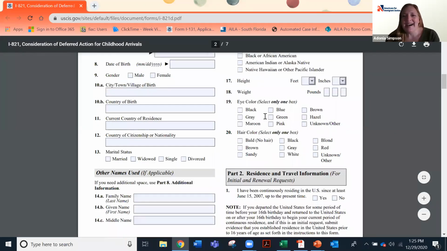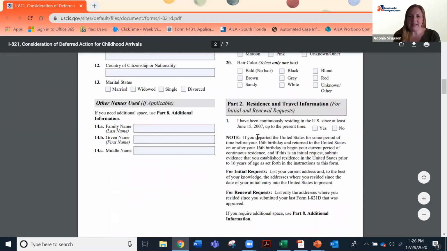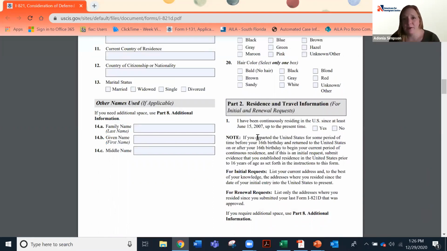So next, we're getting into the meat of the application. That was just all biographic background information. Now we're actually going to get into the part of the application that's about your eligibility. This is all based on the eligibility that we covered in parts one and two of our videos. First of all, you have to confirm that you've continuously resided in the United States since June 15th, 2007. If you've had any brief innocent absences from the United States during that time, make sure you talk to an attorney, to make sure there's no issue regarding your eligibility in that regard.